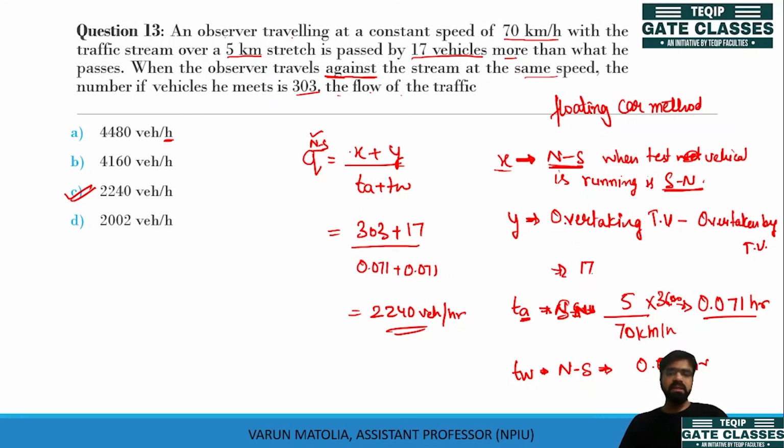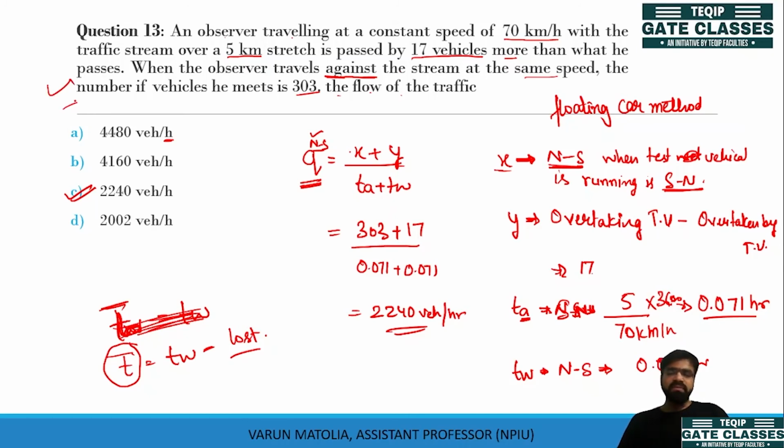So this is the floating car method. You are asked about Q, the flow of the traffic. You may be asked about the average time or average delay. This equals TW. You know the equation. Average delay is TW, the total time taken minus the lost time during the traffic flow. So this question can also be asked with these values. Calculate the value of lost time or the average delay and write in the comment section.